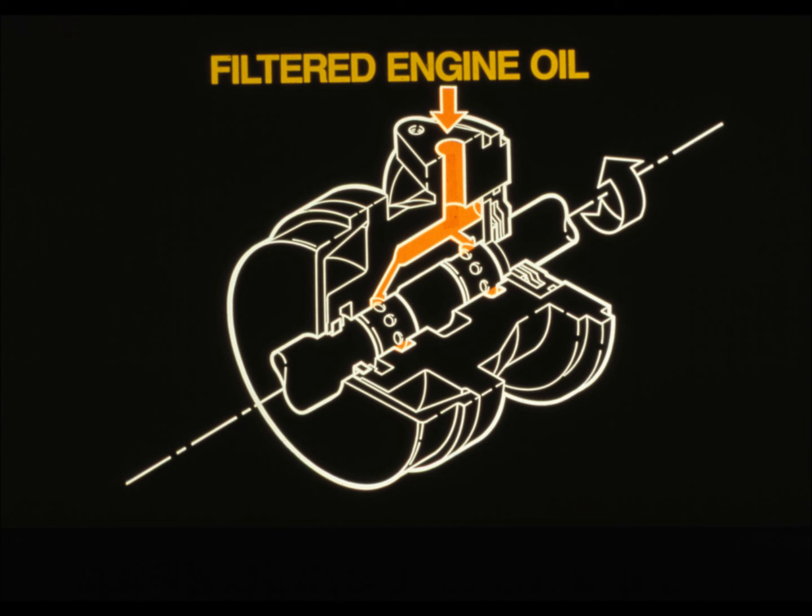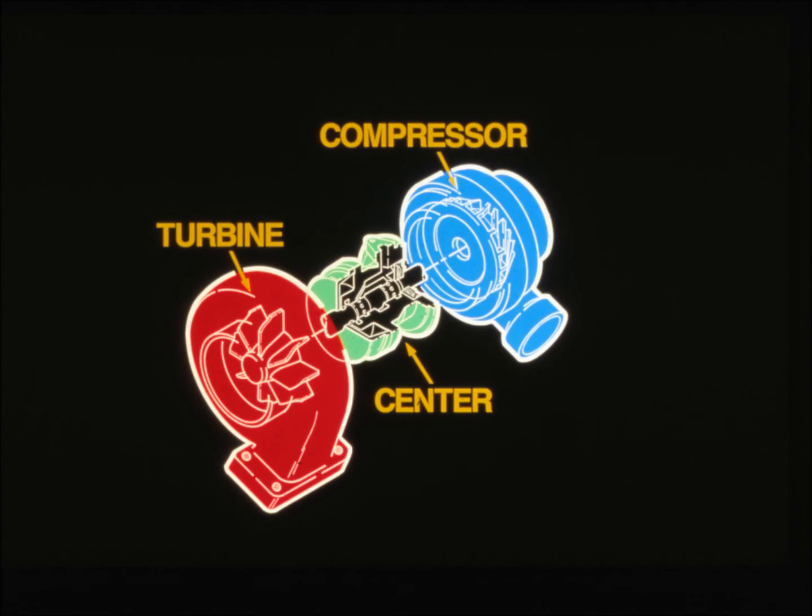Shaft speeds can exceed 100,000 RPM during operation. Lubrication of these rotating parts is critical to proper operation. To assure proper lubrication, filtered engine oil is supplied at normal operating pressure by the engine. This brief review is intended to provide a basic understanding of turbocharger operation. The background information will be valuable in your diagnosis and repair of a customer's turbocharger failure.